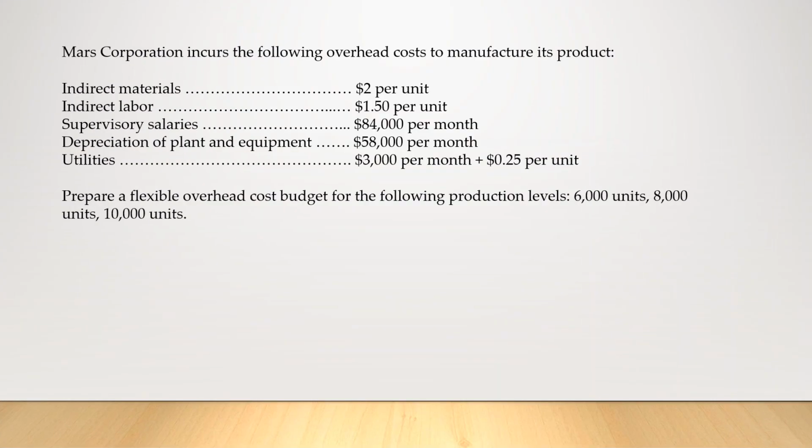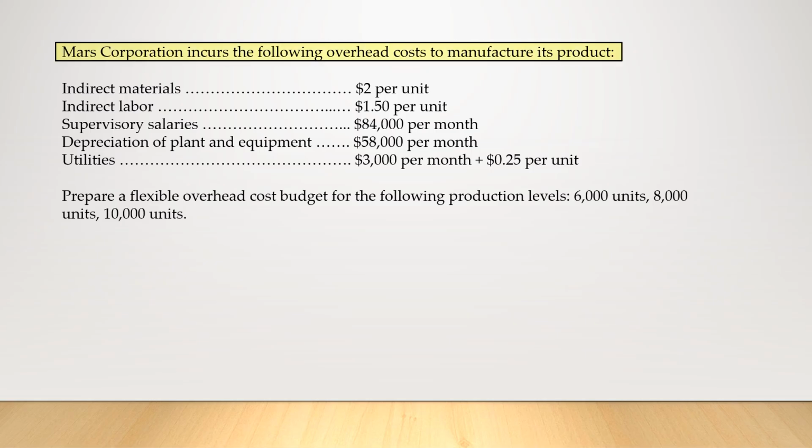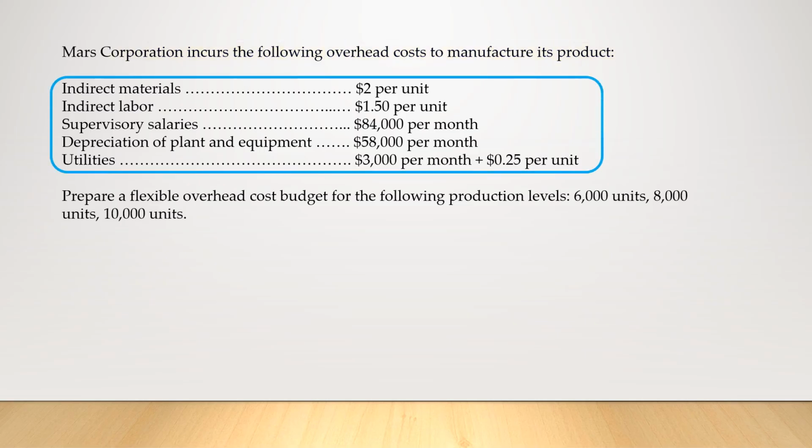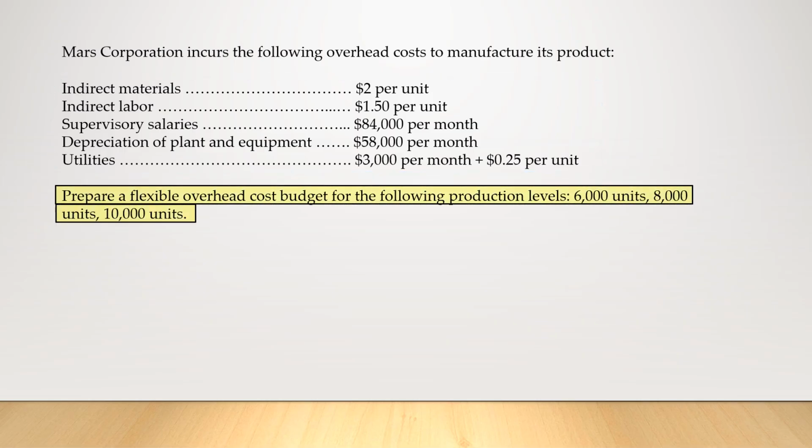Let's begin with a quick review of flexible budgets. Turn to page 4 to observe the following information for Mars Corporation. Mars Corporation incurs the following overhead costs to manufacture its product. Here you see the cost information for indirect materials and labor, supervisor salaries, depreciation, and utilities. Prepare a flexible overhead cost budget for the following production levels of 6,000 units, 8,000 units, and 10,000 units.